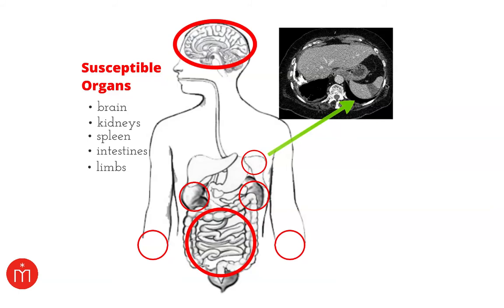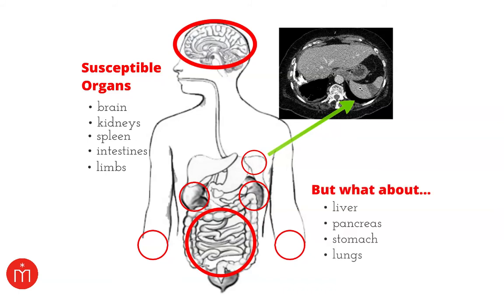And we can see this commonly in the spleen. It can also occur in the brain, where it would be called a stroke. It could happen, of course, in the kidneys, and it could happen in the intestines. The limbs are also a lesser known, but also very common area of embolism from these thrombi.